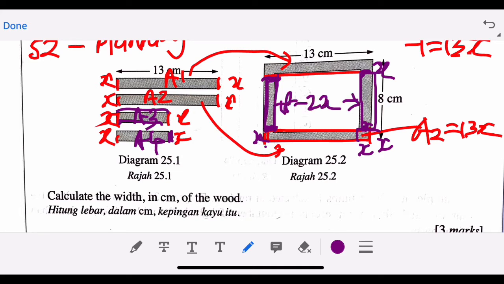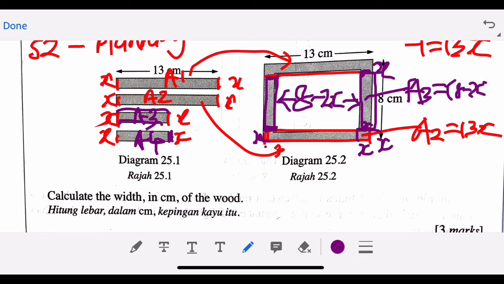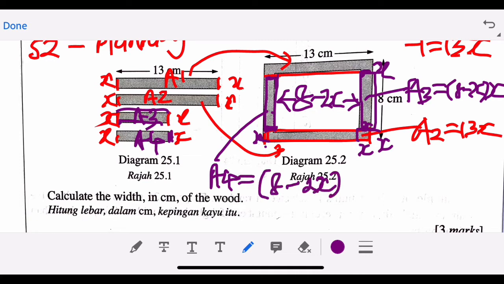Got it? Okay, when you work on the diagram, you can see the measurement is in terms of x. That is so-called planning. So for this one, let's say this is A3, I'm going to take the x times the 8 minus x. Agree? That is the area for A3. Same thing for A4, the area is 8 minus 2x, times the x.